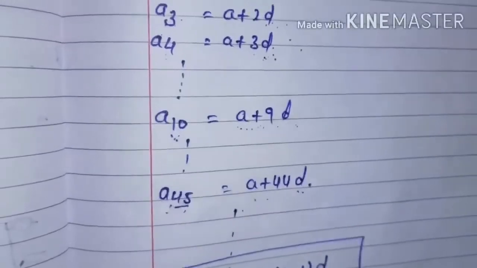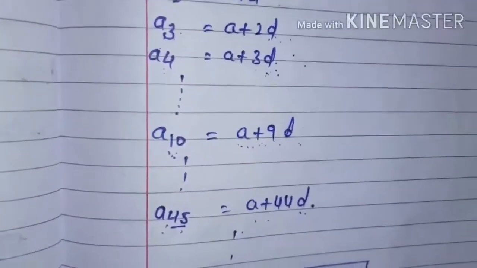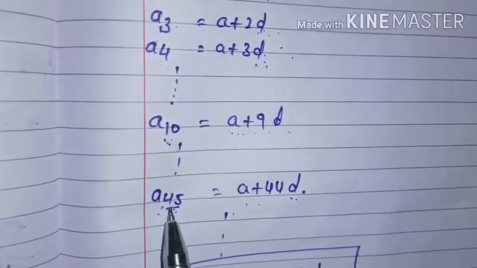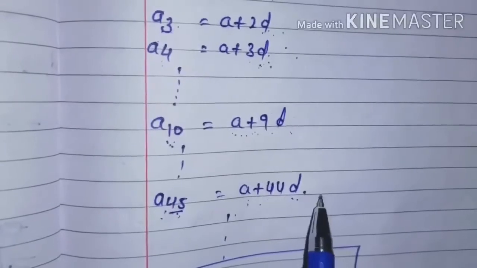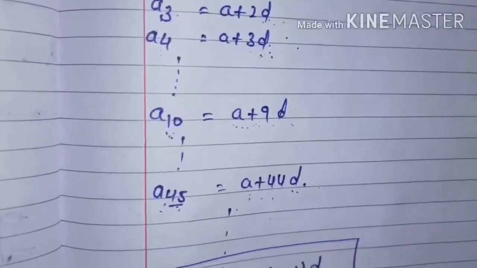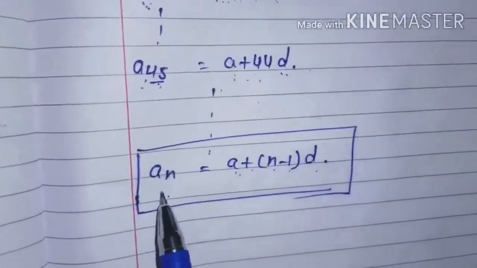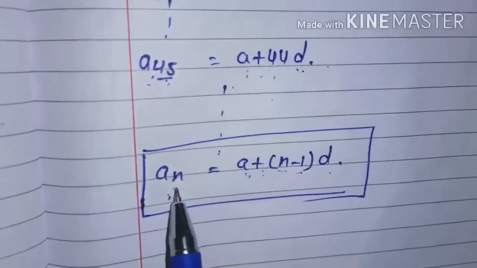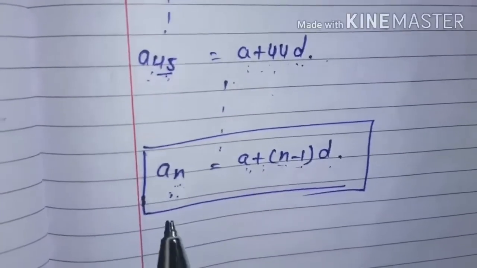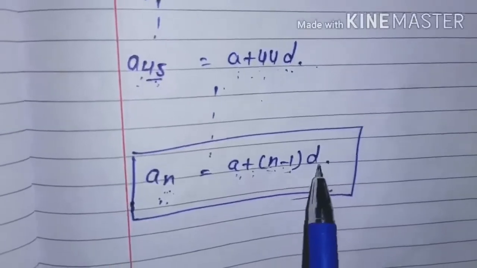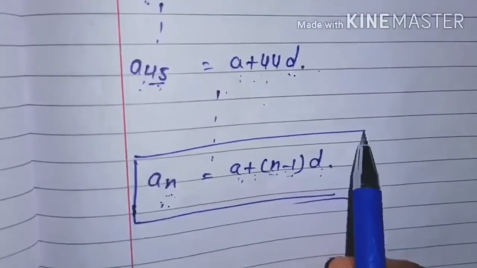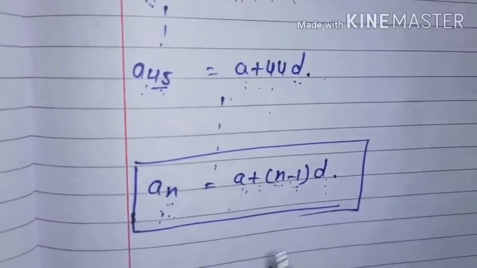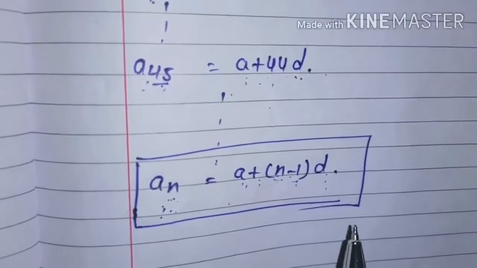So if you want to find the 45th, 50th, 55th, 100th, any value, you can find it. Suppose we take A45. The value of A45 is A plus 44D. In this way we can find the nth term. The nth term is A plus 1 less than that value, and here the value is n, so 1 less of n is n minus 1, times D. So this is the formula for the nth term of an AP. With this formula we can find any term of the AP.